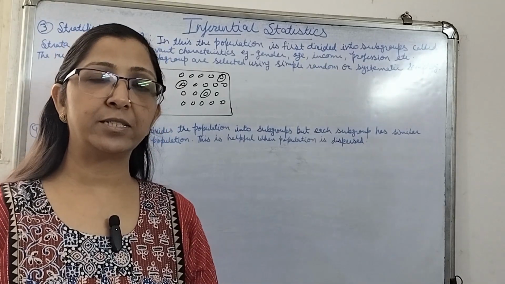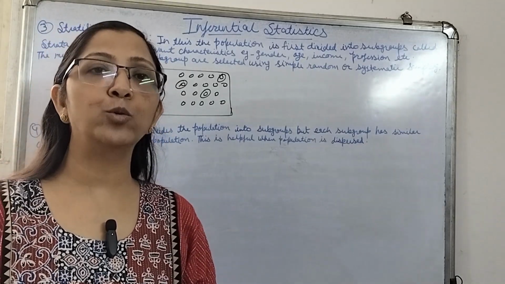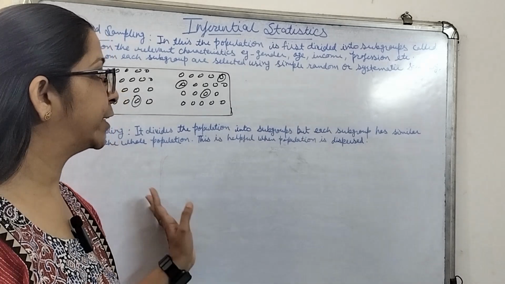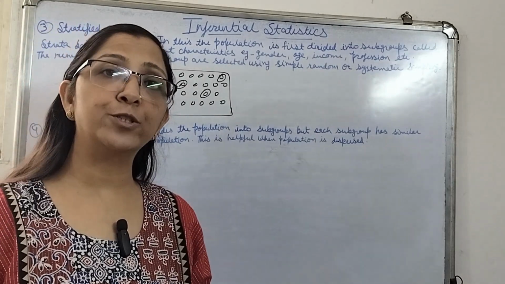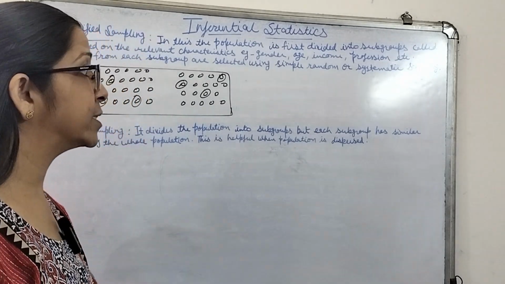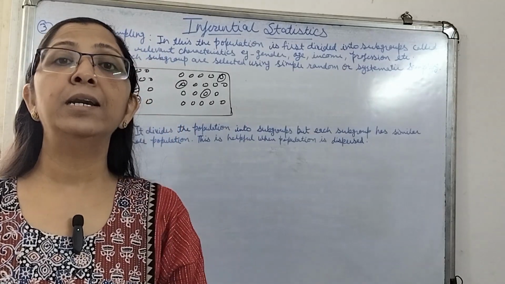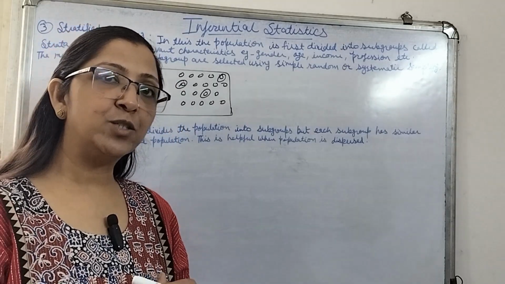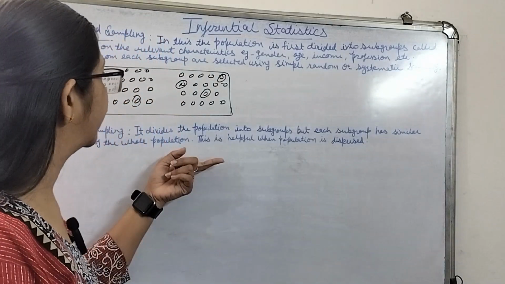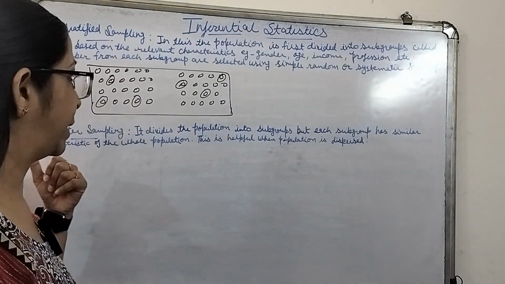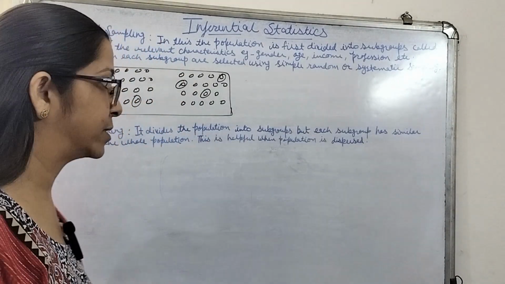When your population is dispersed, like if we are talking about the whole school, we have to find the average height of all the students of the whole school. In that case, what we could do is make subgroups of class 1, class 2, class 3, class 4, like that. And once we have made the subgroups, then we can select the members randomly.